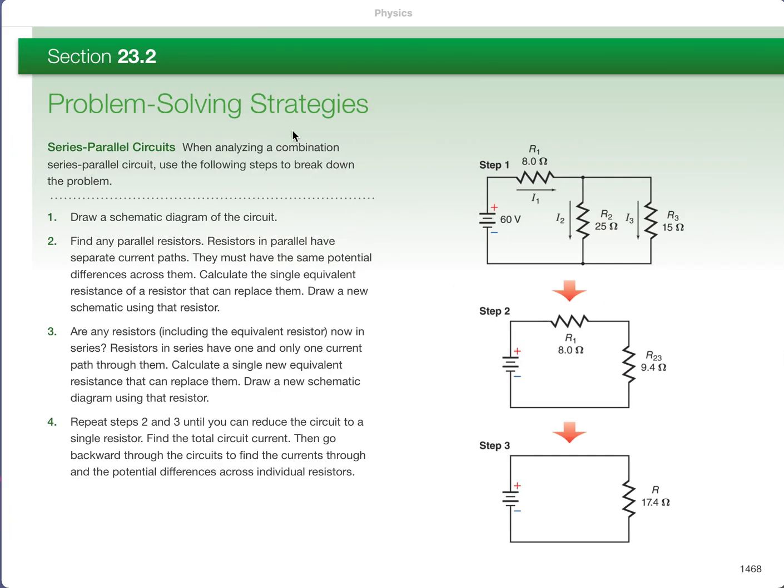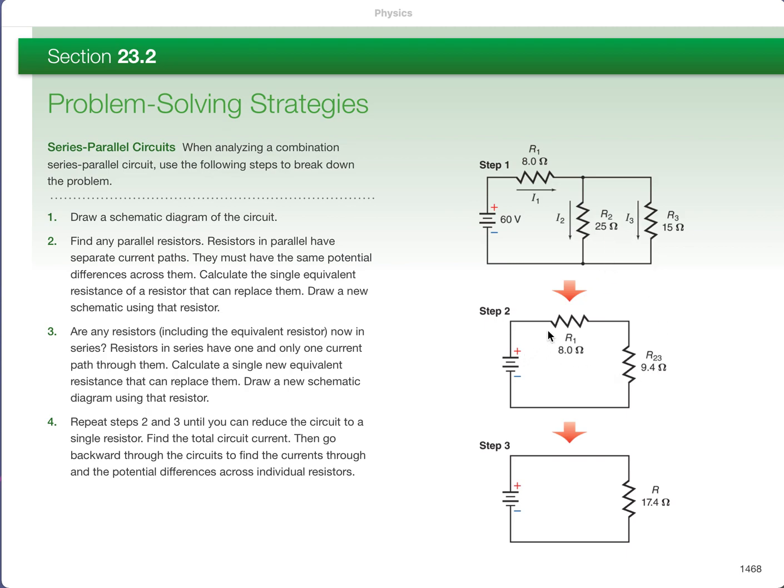This problem-solving guide is the secret. Here's a picture. They only have 2 resistors in parallel, 1 in series. And basically, you want to read these steps, and we'll practice them. But if you can find 2 resistors in parallel all by themselves, you can replace them using the formula for equivalent resistance for parallel circuits with 1 resistor. And then you draw the picture again, replacing the 2 with 1.